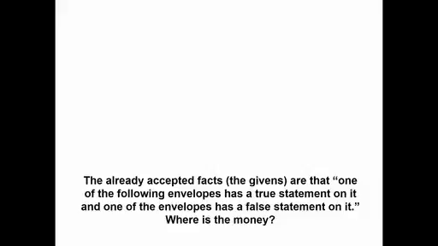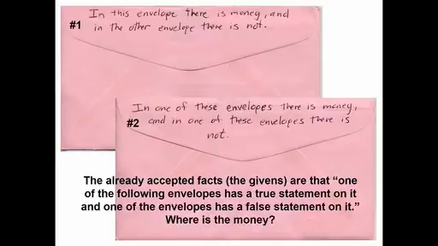Reminder here, now I'm giving you some already accepted facts. Throughout the rest of the year, we're going to call those the givens, things that we know to be true, the Legos we already have in our set. And in this case, the givens are this. One of the following envelopes has a true statement on it, and one of the envelopes has a false statement on it. Where is the money? So we know that to be true. So now we have to look at these 2 envelopes and see if we can figure out where the money is.